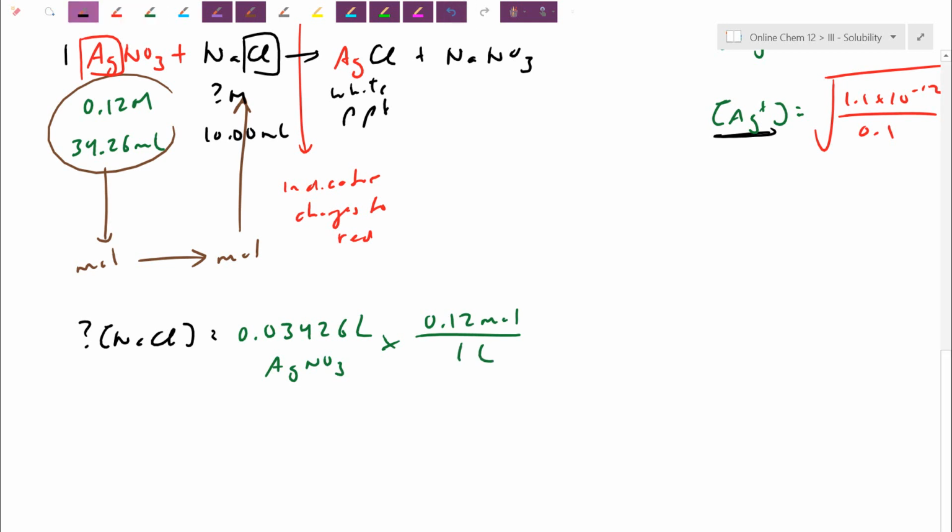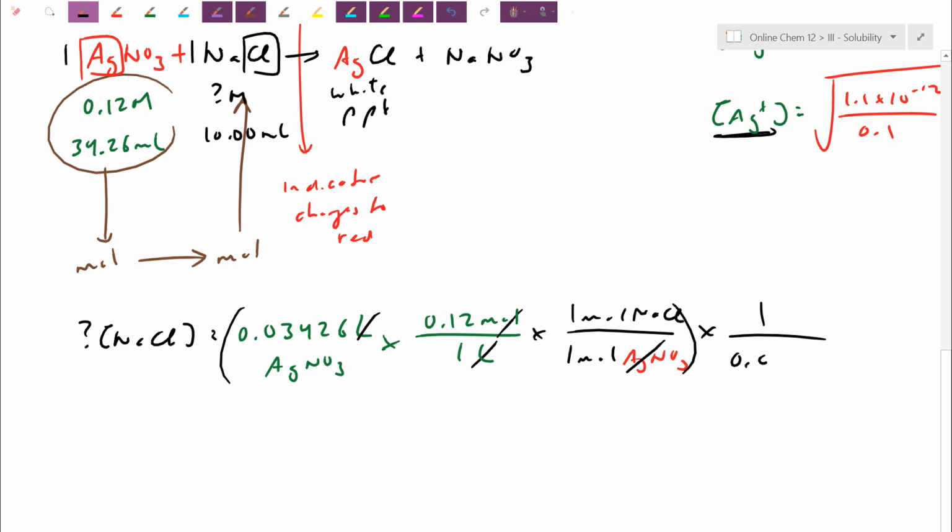Based on the mole ratio here, this one is a 1-to-1 ratio. So for every 1 mole of AgNO3, it's going to be 1 mole of NaCl. I'm actually just interested in the chloride part of it, but the chloride would have come from NaCl. And then if I just cancel out those units, that gives you moles on top. We're going to take the moles and then divide out the initial volume that's in there.